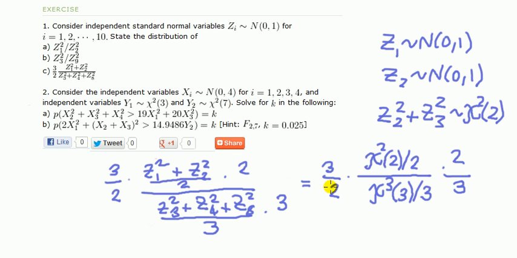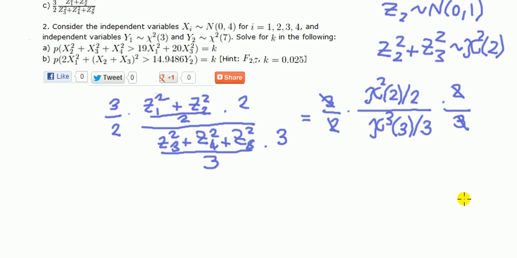Moreover, you can see some terms cancel. 2 cancels with that 2, 3 cancels with this 3. So what we're left with nicely is an F distribution with degrees of freedom 2, 3. Finished.